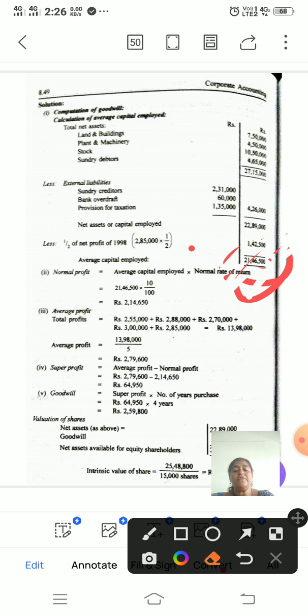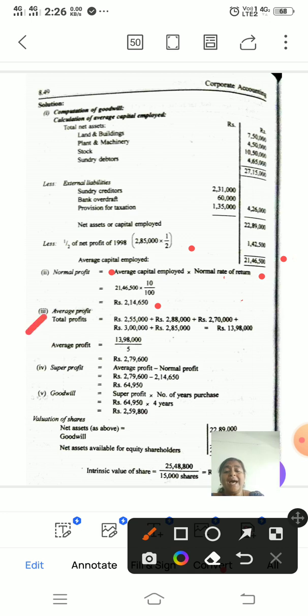The normal profit formula is average capital employed into normal rate of return. I'll repeat the formula for normal profit: average capital employed into normal rate of return. The normal rate of return already given in the question is 10%. The average capital employed we have found is 21,46,500, and that should be multiplied by 10% to get the normal profit.